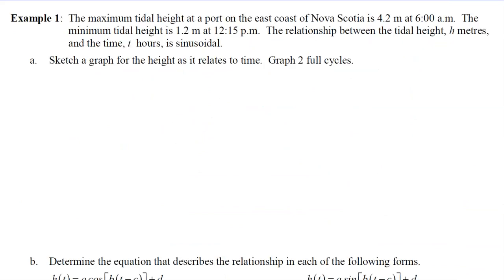All right, example 1. The maximum tidal height at a port on the east coast of Nova Scotia is 4.2 meters at 6 a.m. The minimum tidal height is 1.2 meters at 12:15 p.m. Okay, I'm changing this. I'm going with nice numbers. We're just going to make that 12 p.m. so that it can be 6 hours. The relationship between the tidal height, h in meters, and the time t in hours. Sketch a graph for the height as it relates to time.